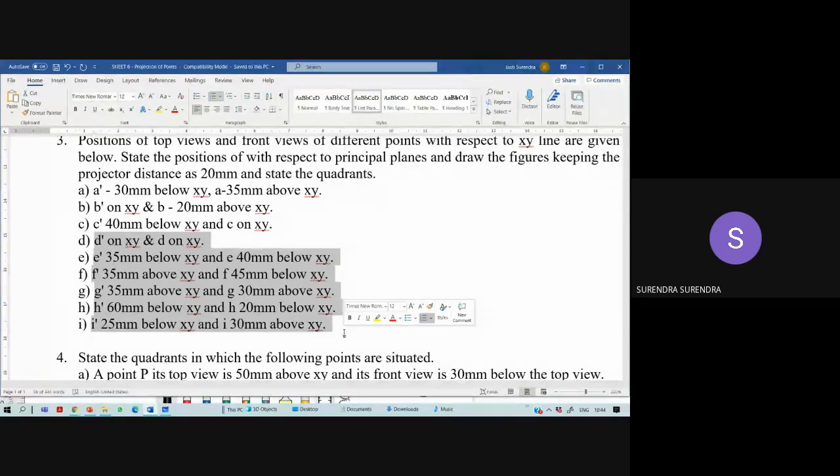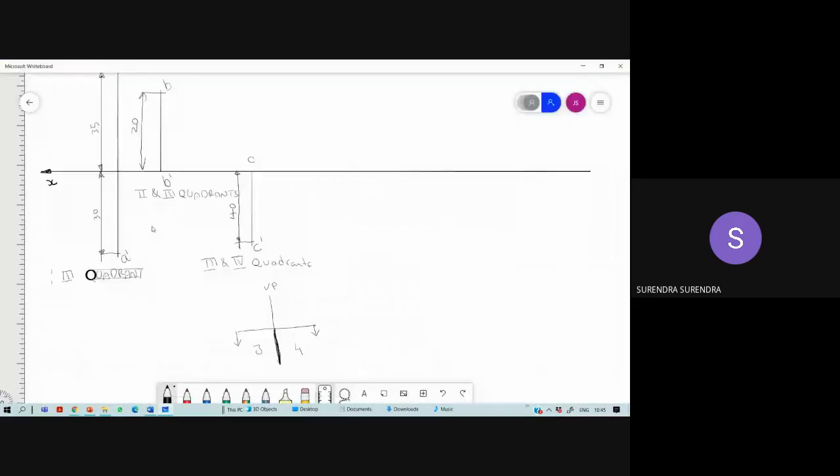Okay, D is an easier one. D dash on XY, D on XY. So both are on XY, meaning the front view on XY indicates the point is on HP, and the top view on XY indicates the point is on VP. So on HP and on VP. First of all, mark here D dash, D. Both are on the XY line, so the point is on HP and on VP. So it is at the intersection point of both HP and VP.